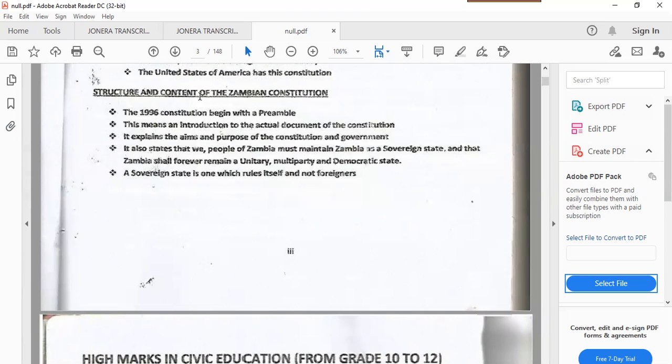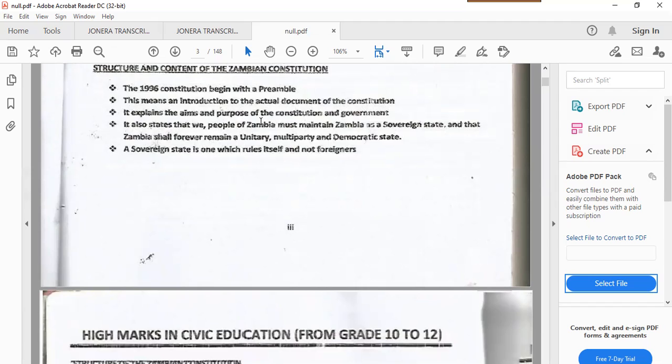So, what is the structure and content of the Zambian constitution? So, we have to talk about structure and what it contains and give a brief history of how we got here at the end of the lecture. So, it all started in 1996 when we said each and every time you start a constitution, you have to begin with a preamble. A preamble is simply an introduction. So, an introduction to the actual document of the constitution. So, you give a brief summary of what the constitution contains. So, since it's an introduction, it has to talk about the aims and purposes of the constitution and the government. It also states that we, the people of Zambia, must maintain Zambia as a sovereign state. Sovereign means we are not subject to international rule. We make our own decisions.